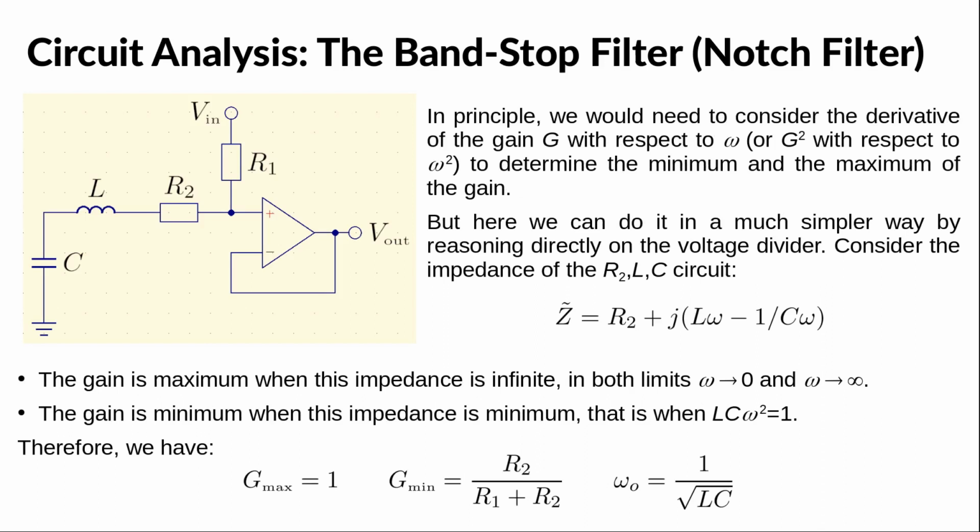for which the gain is equal to 1. In a similar way, the gain is minimum when the impedance Z is minimum, which happens when the imaginary part is 0, thus when LC omega squared equals 1. This means that the minimum value is R2 over R1 plus R2, and it happens for the notch frequency omega 0 equals 1 over square root LC.